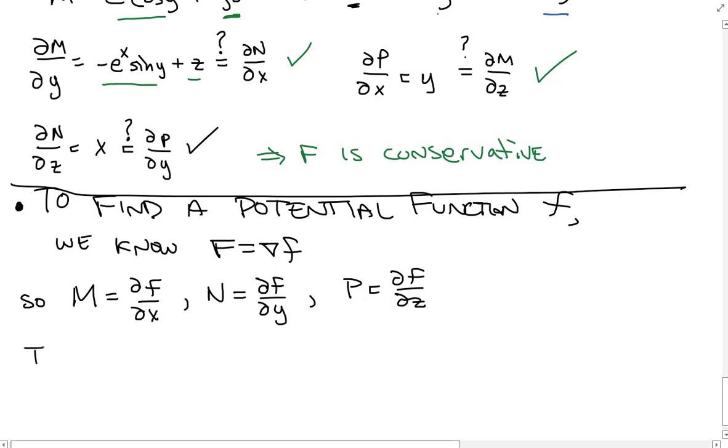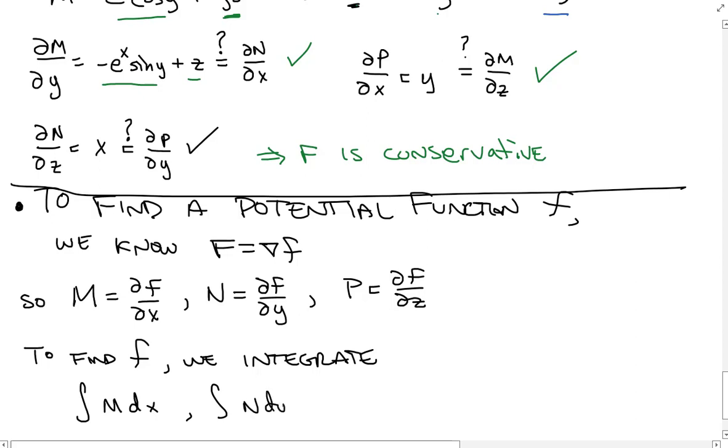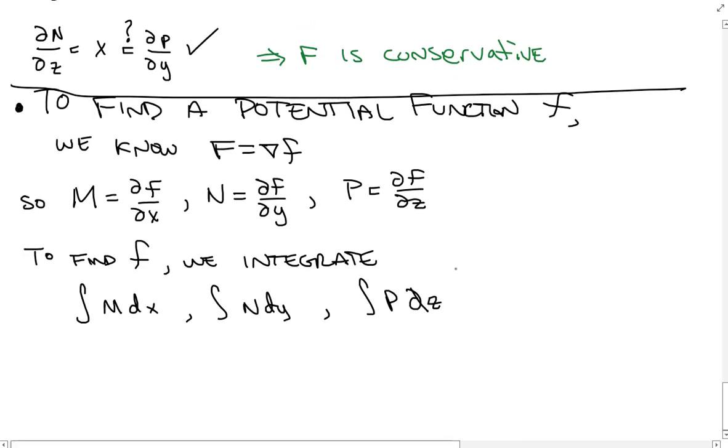So then how do we find the function? How do we find little f? So to find f, we have to integrate, because we're starting with the derivatives, the partial derivatives. So we integrate, and so we're going to integrate m with respect to x to get back to f and find that function. We're also going to integrate n with respect to y and integrate p with respect to z. Okay, and then once we do that, we're going to compare the results. Okay, because we're going to get possibly three different things, but they all have to equal each other.